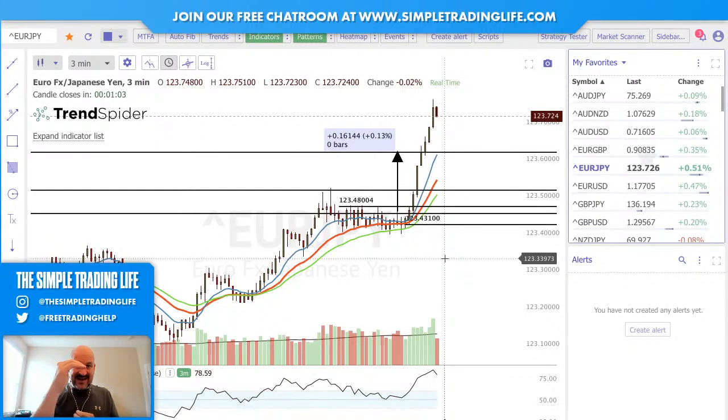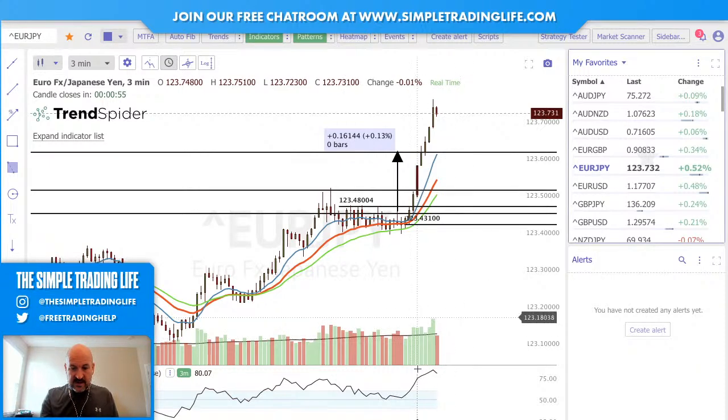Okay? Are the 10, the 20, and the 30, are they widening? Is the 10 above the 20 and the 20 above the 30? Do we have above average volume, and do we have momentum going in our favor? That's it. That's what you're looking for. It's a simple list of 5 or 6 things.